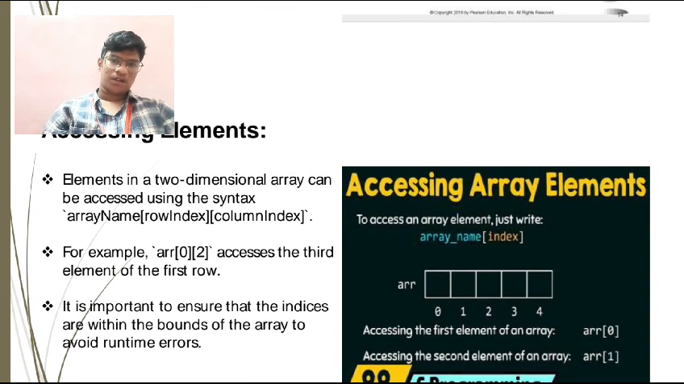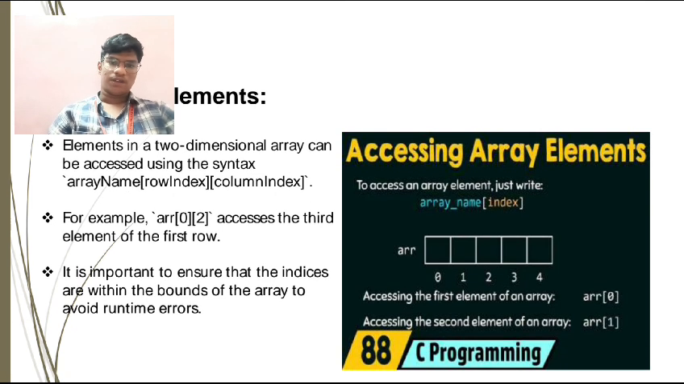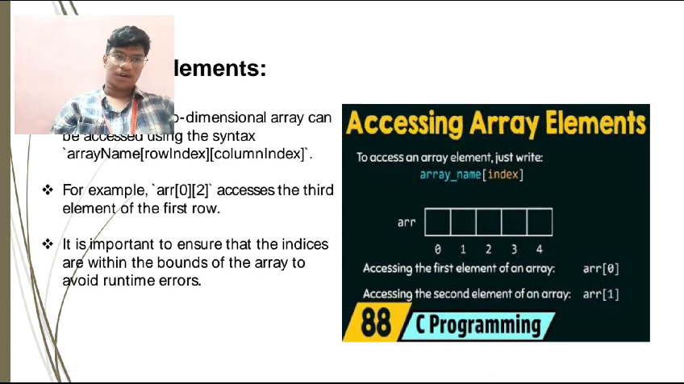Accessing elements in a two-dimensional array can be done using the syntax array name, row index, column index. For example, accessing the third element of the first row. It is important to ensure that the indices are within the bounds of the array to avoid runtime errors.